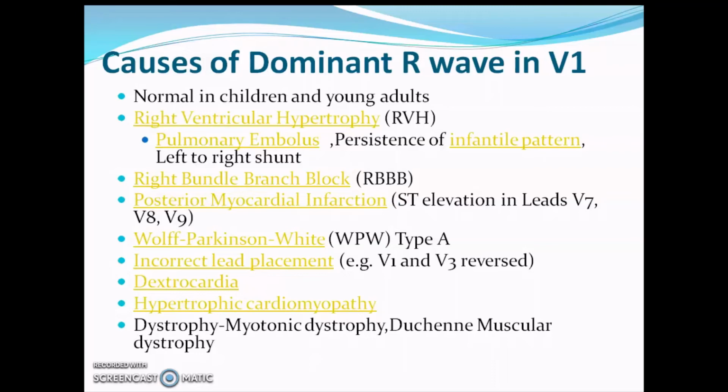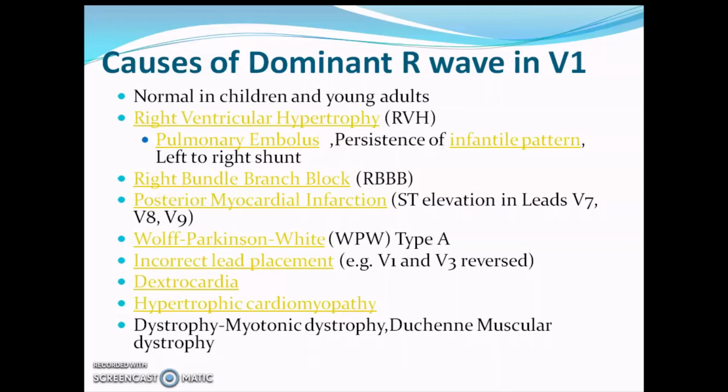So there will be ST depression in V1 to V3 with a tall R wave. In WPW syndrome also there will be a tall R wave, and also with incorrect lead placement, that is, V1 and V3 are replaced. Normally V3 will have a taller R wave compared to V1, but here the V1 will be taller due to wrong placement, as well as dextrocardia.